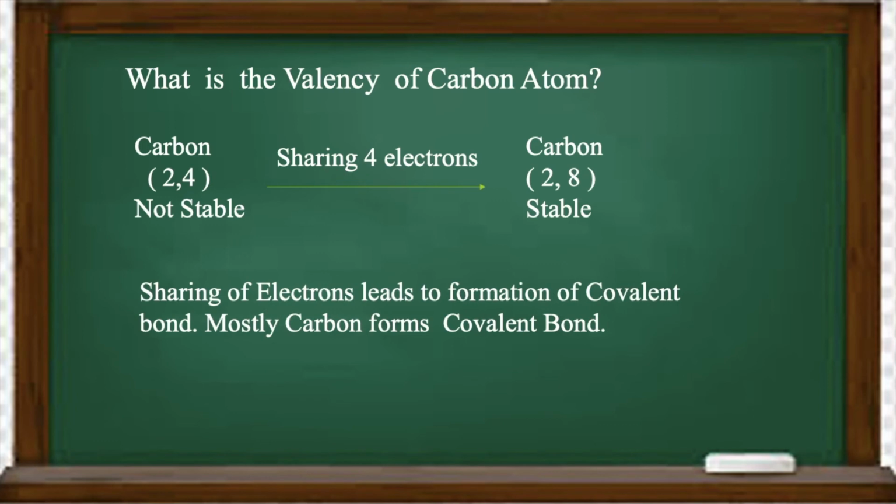What is that covalent bond? Whenever there is sharing of electrons, it leads to the formation of a covalent bond. The atoms which have covalent bonds are said to be covalent compounds. So now the valency of carbon is what? 4, because it shares its 4 electrons.